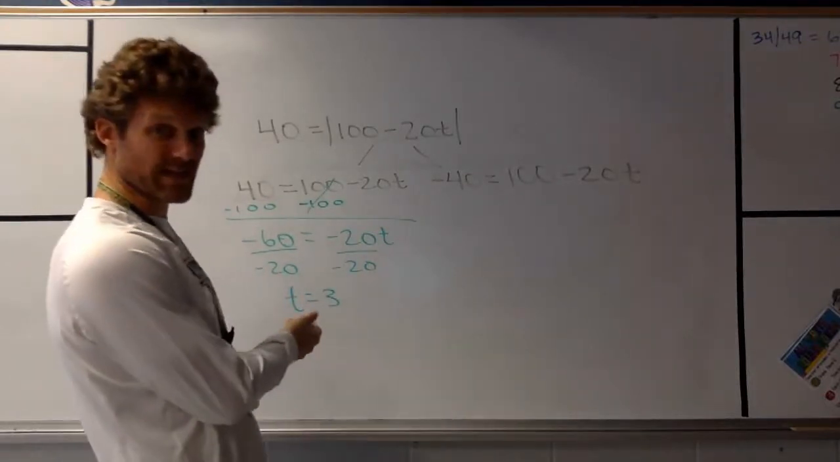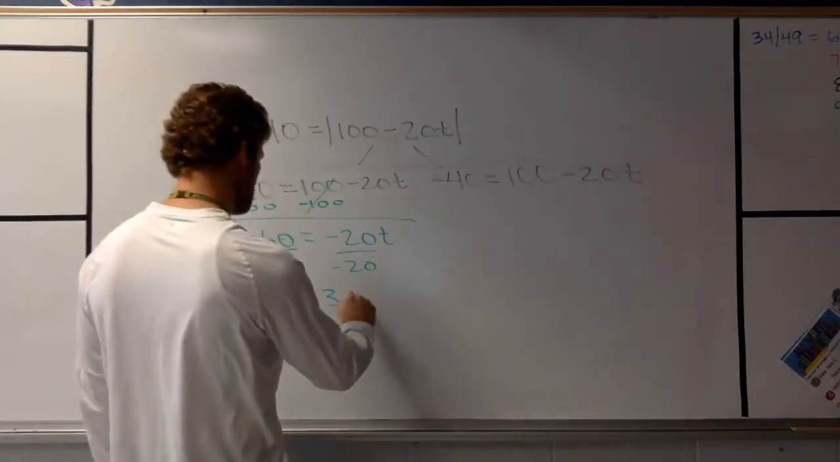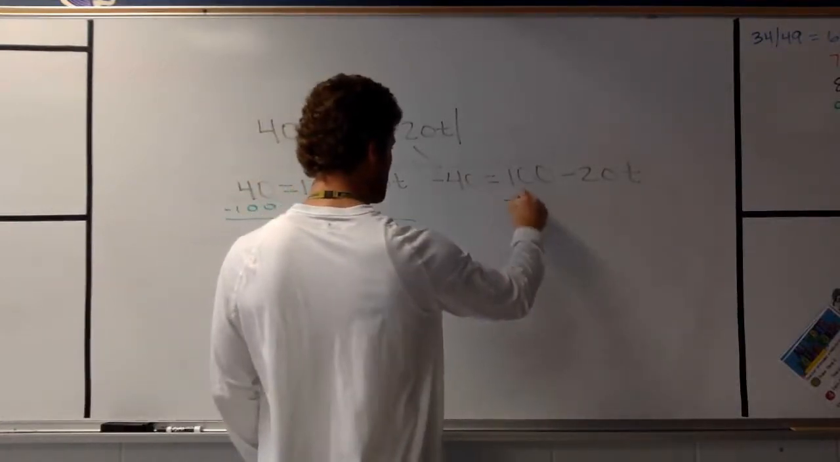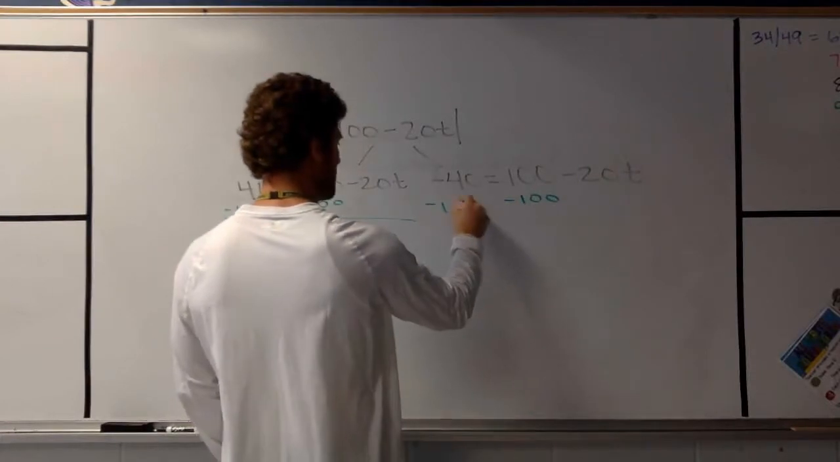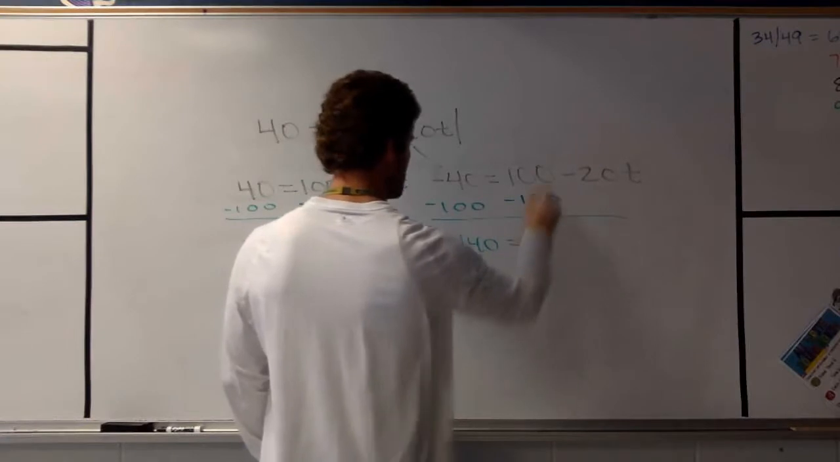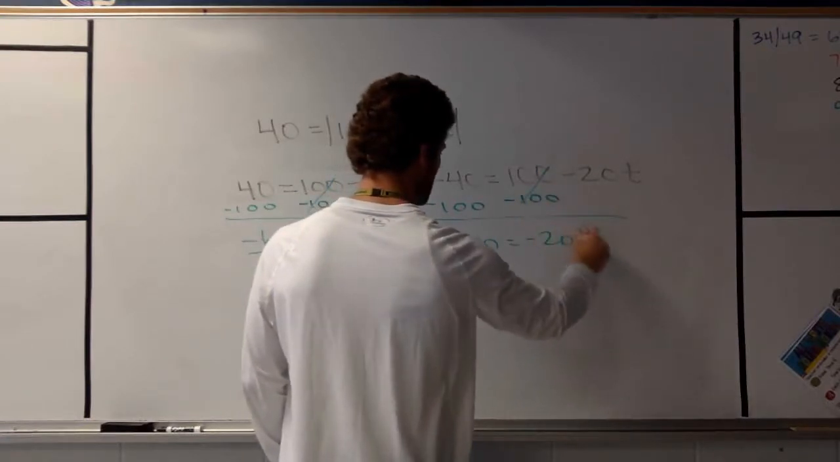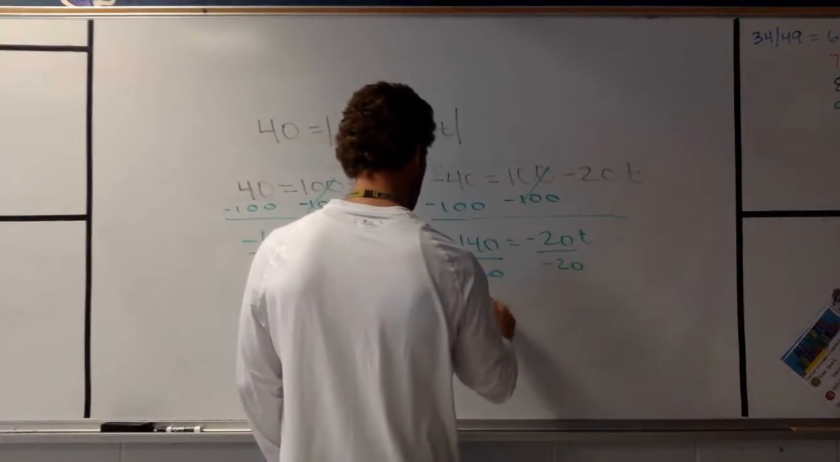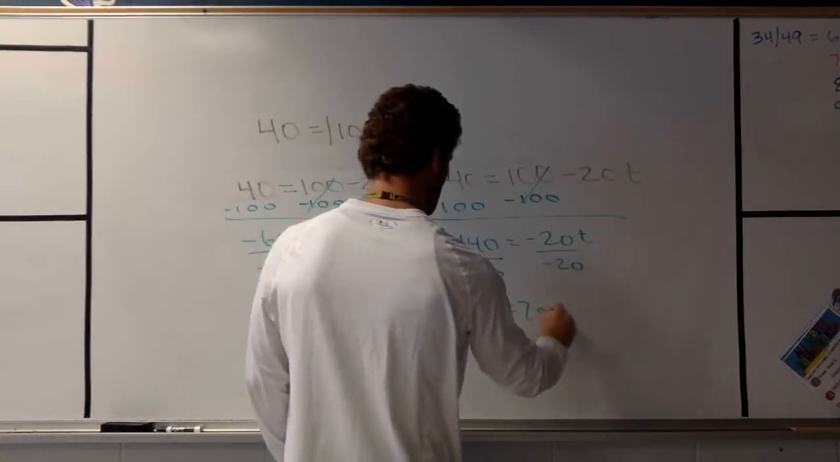So at 3 seconds, and then likewise I'm going to solve this one. Same steps. Subtract 100. Now this is going to be different on the left. This is negative 140 now. This is gone, negative 20t. Divide both sides by negative 20. And that gives me t equals 7.